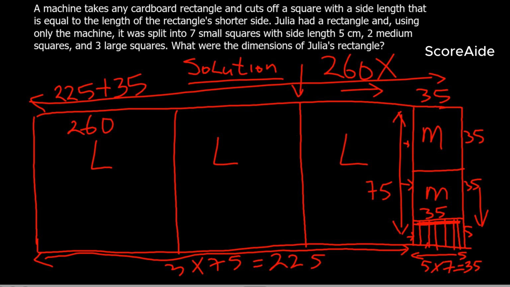And the other dimension is 75. So the length of the cardboard paper they were dealing with was 260, and the width was 75.